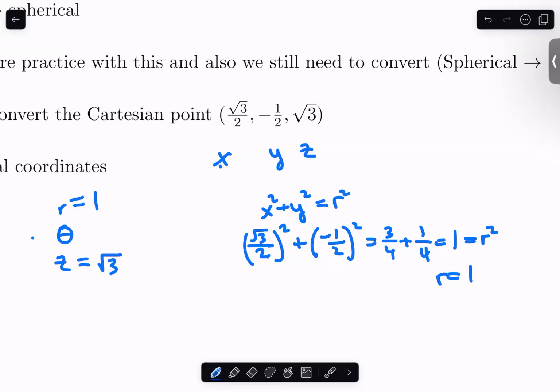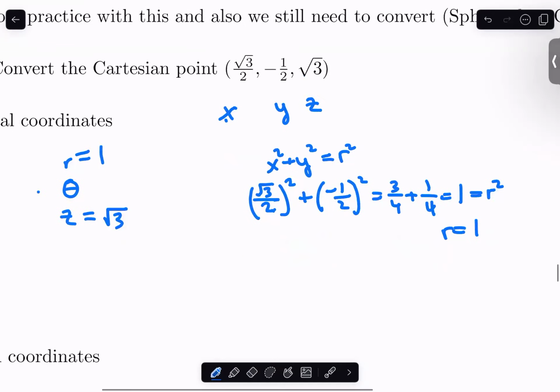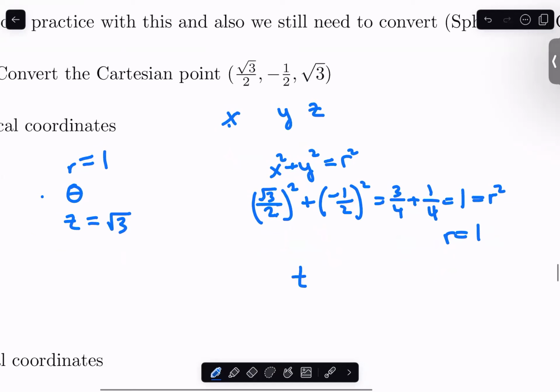Okay, now we need to go ahead and figure out a good way to convert our thetas. So according to our equation here, we have that tangent of theta is supposed to be equal to y divided by x.